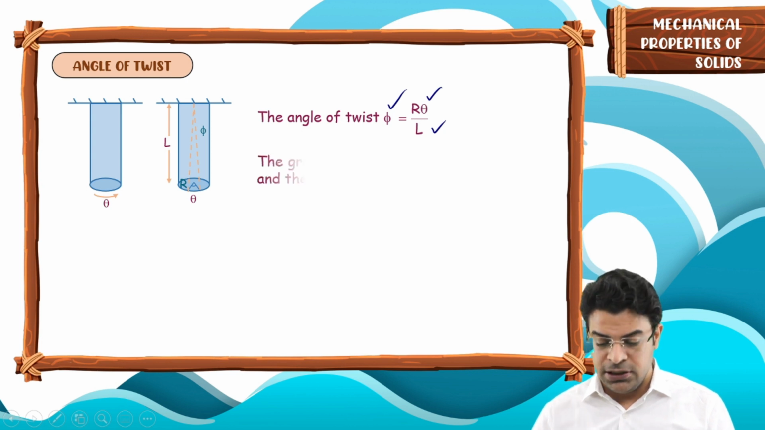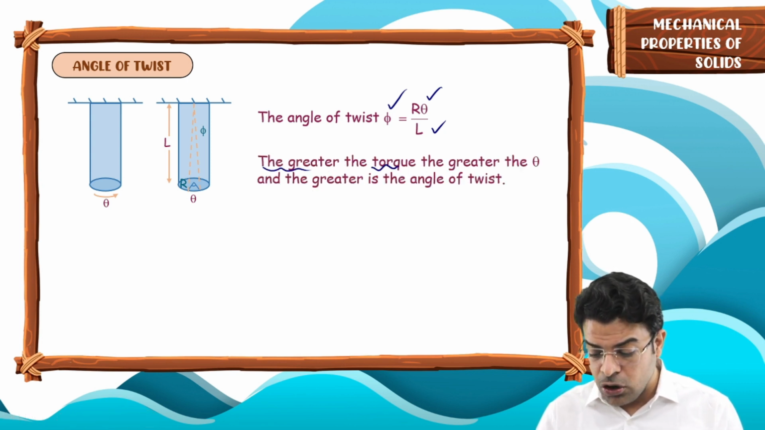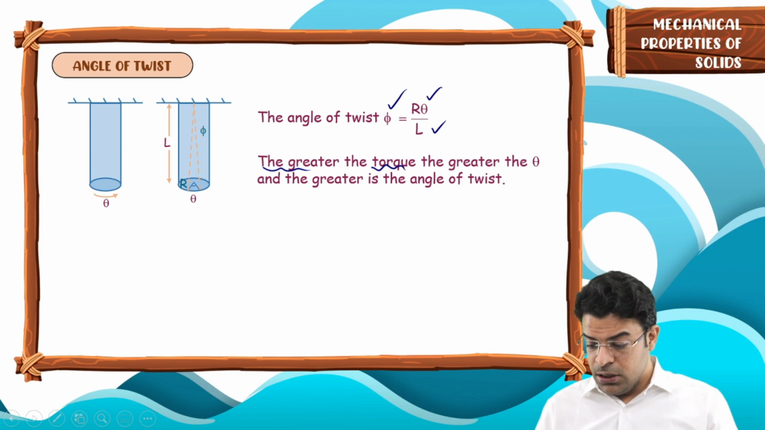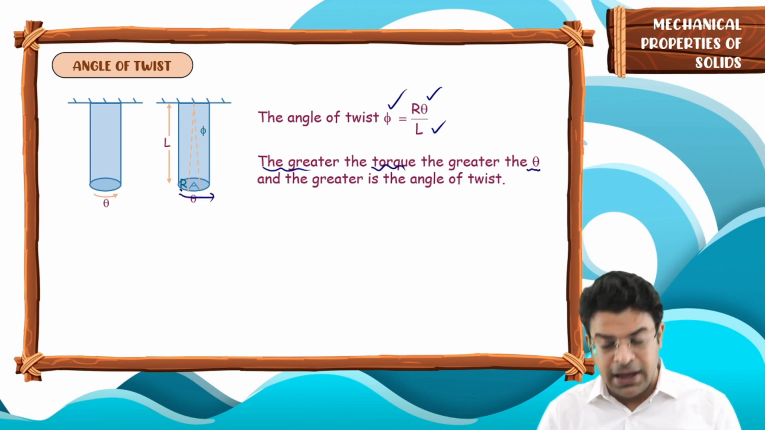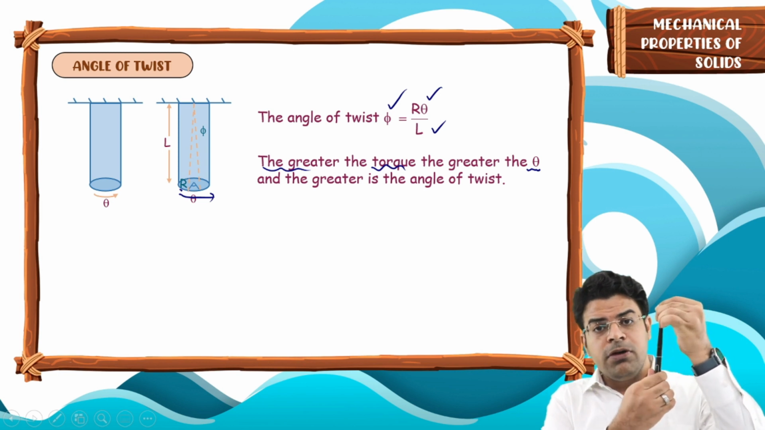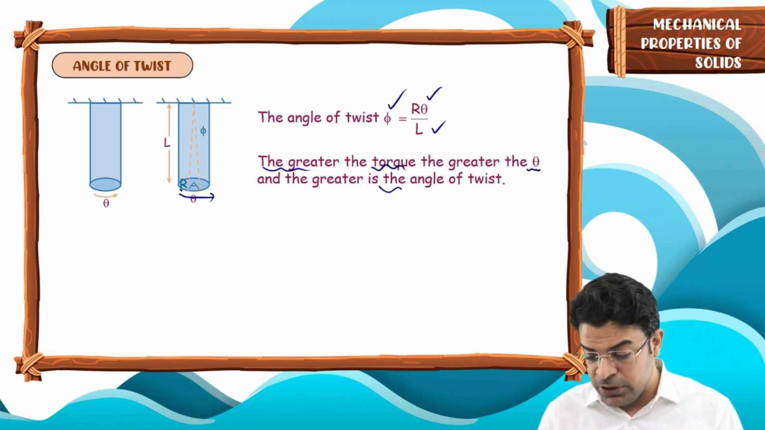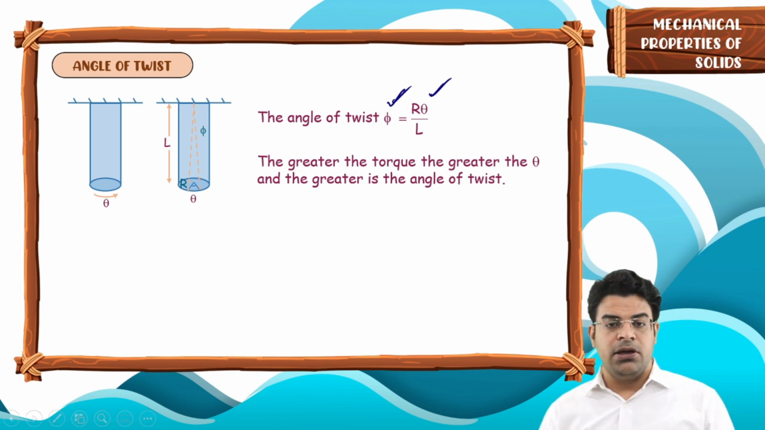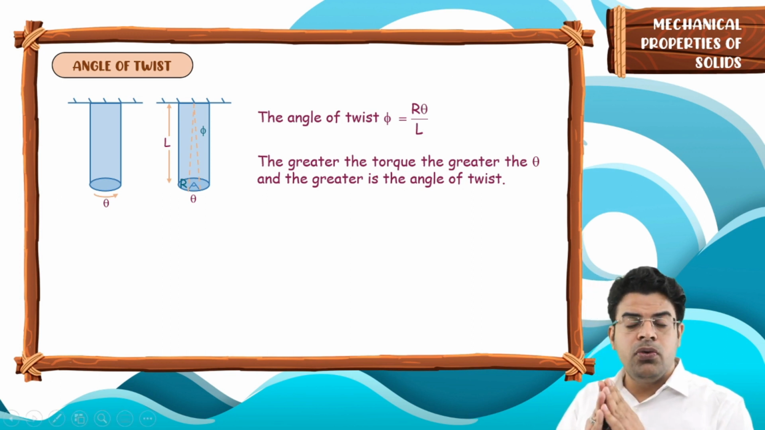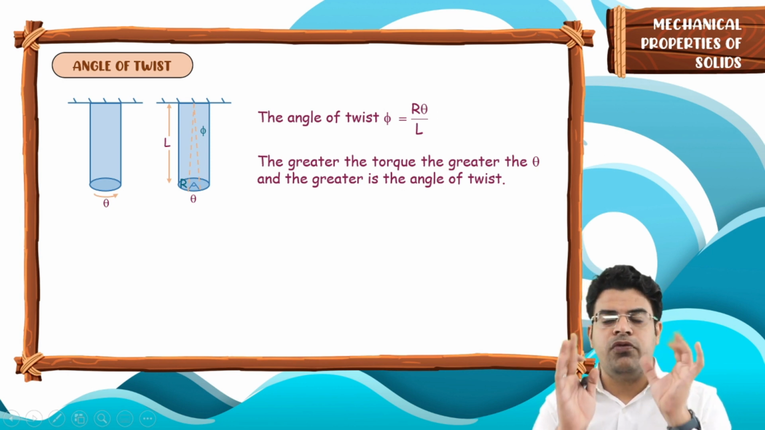This is the basic thing you should know. The greater the torque applied to turn it, the greater is the angle theta. The more the torque you apply to turn it, the more will be the angle theta, and hence the more will be the angle of twist, as the angle of twist is directly proportional to theta. So this is all you need to know in the article of angle of twist.